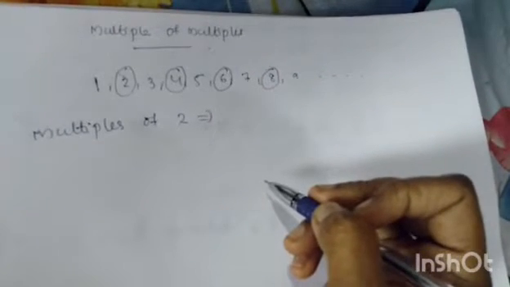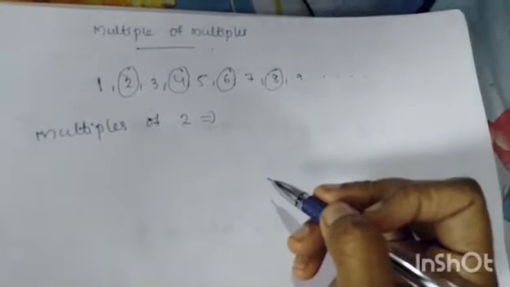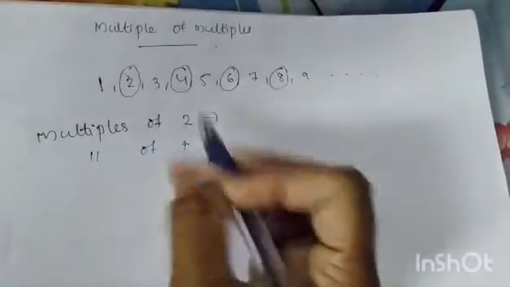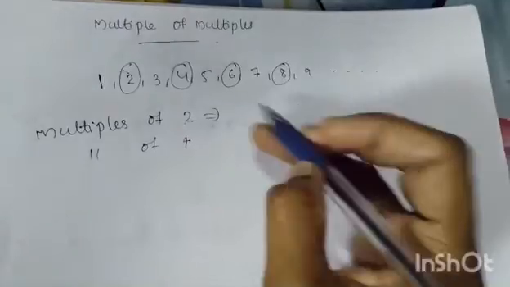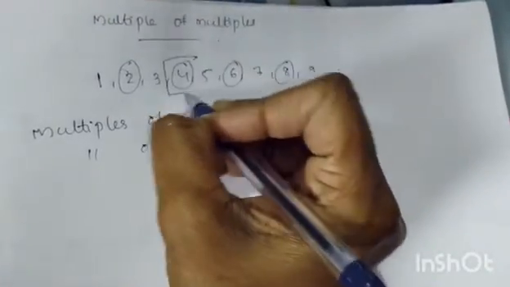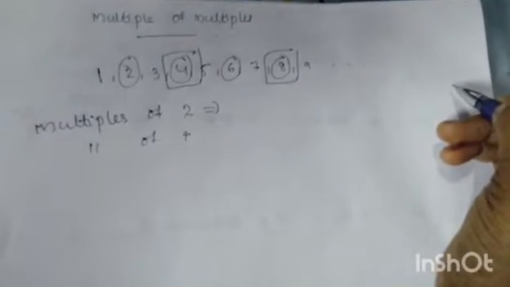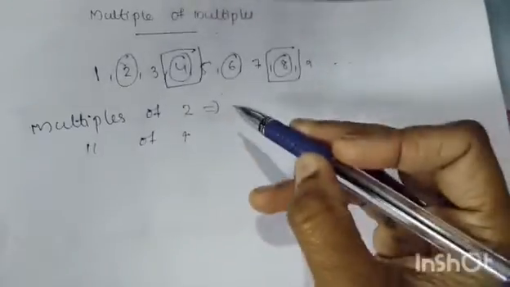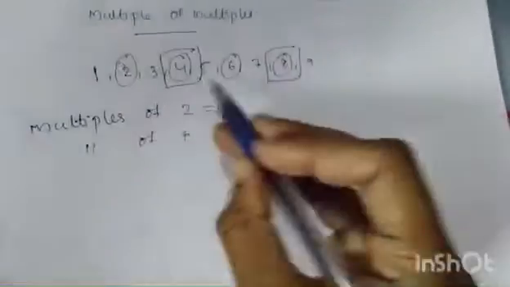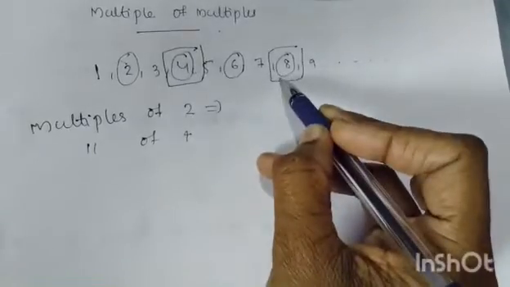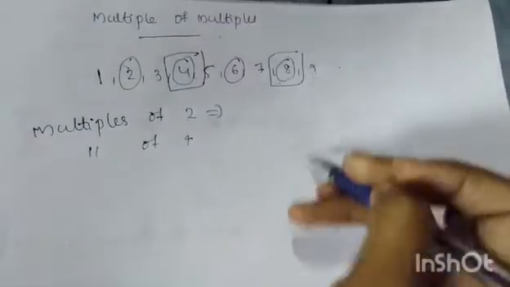Then next we are drawing squares around the multiples of 4. The first one is 4, next 8, continuing like this. Here all the numbers in these squares are in circles also. That is, for 4 a circle and a square are there, and for 8 a circle and a square are there.